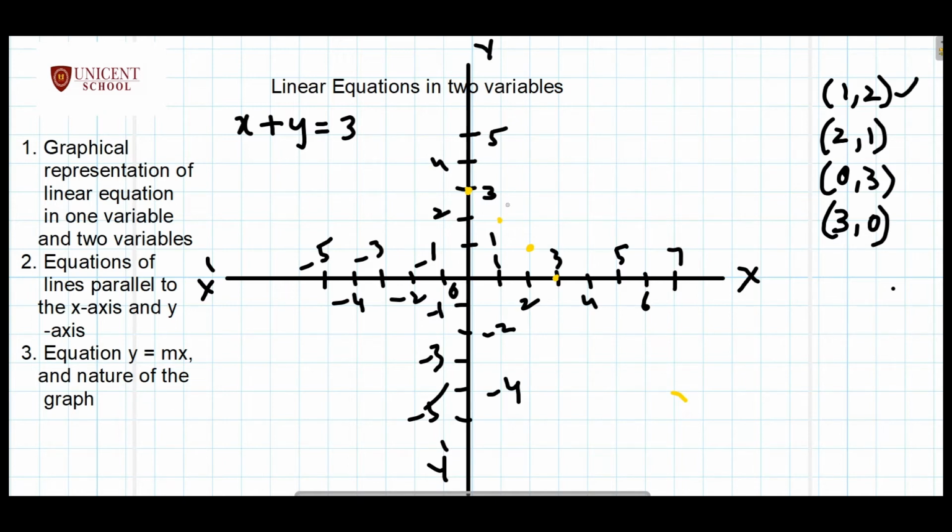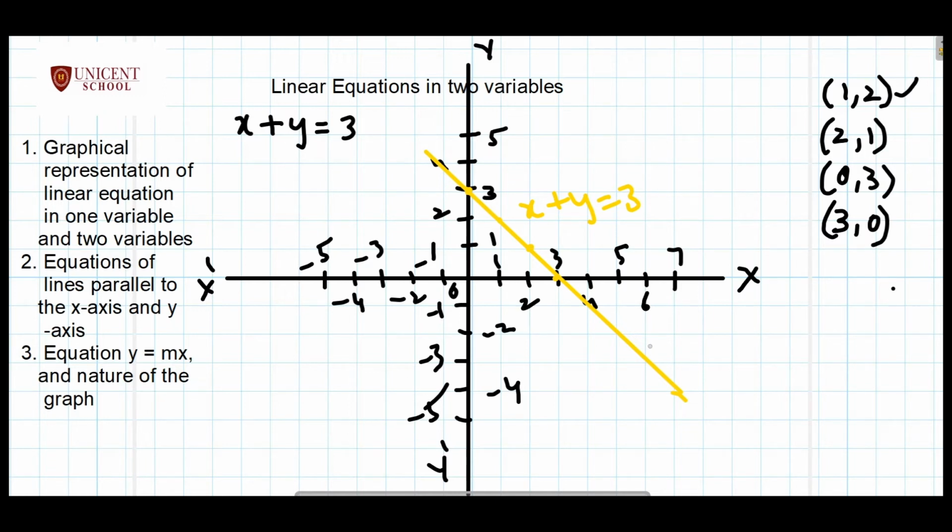Now, when I join these points, we get a straight line in this manner, joining all the points. And I write the equation as x plus y equals 3. So this is how we represent the linear equation in two variables in the Cartesian plane. And we say that it is a straight line.